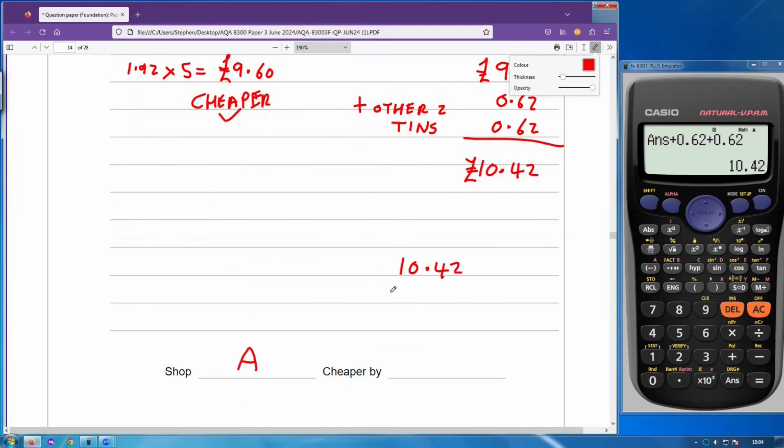£10.42 minus the £9.60. 0 from 2 is 2. 6 from 4 won't go. Cross off the 10, make it a 9. 6 from 14 is 8. 0.82. And we'll show the units, which are pounds. Could have said 82 pence, but that'll do.